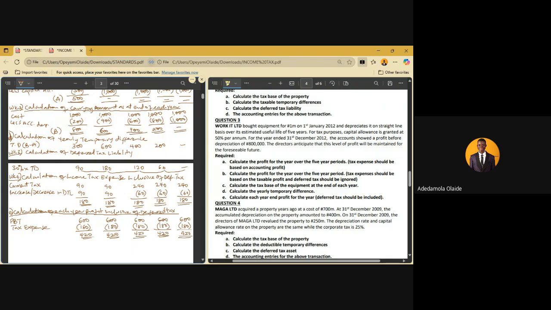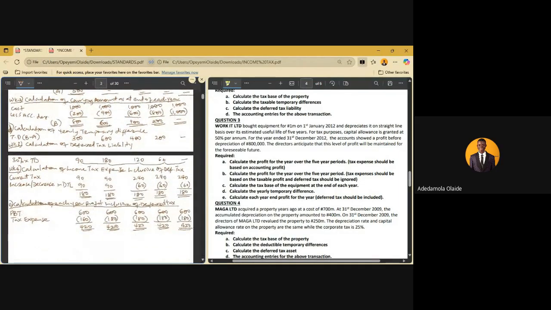Why? Because in each of the years, recognizing deferred tax has now helped us to regulate the profit. If you look at when we did not use deferred tax, the profit was much in year 1 and year 2, then it dropped drastically in years 3, 4, 5. But with this now, profit remains the same over the 5 years. So it doesn't make us put a lesser amount as tax in year 1 and a higher amount as tax in year 5. It makes everything to be on a fair basis. Do we understand?